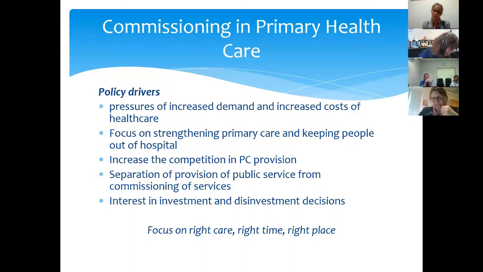However, securing services is much more complicated than securing other goods, and the complexity and diversity of the health sector and the services delivered is unparalleled to any other sector. So that makes it complicated for those doing the activity of commissioning, and makes it even more complicated for us as researchers when we want to look at commissioning activity. And I'll come back to that later.